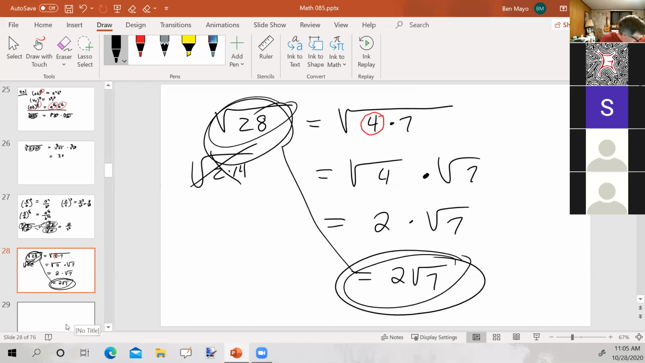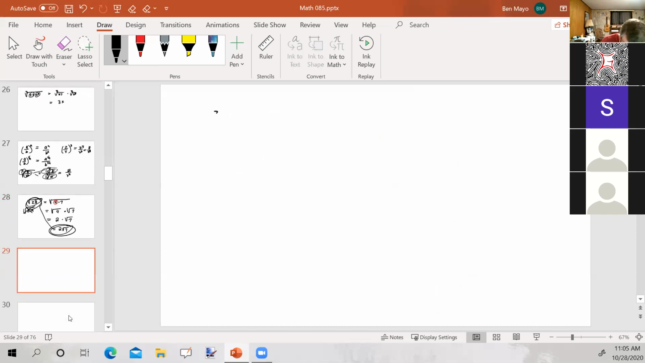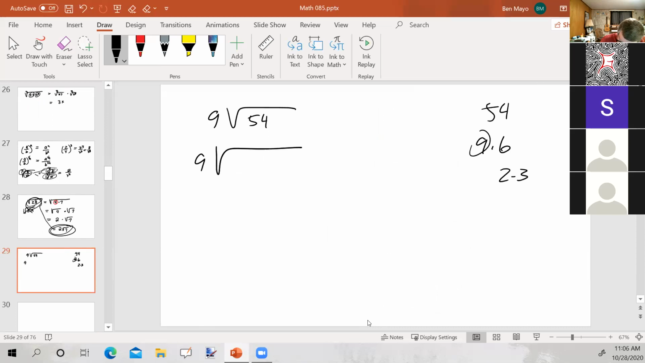Let's take a look at another example. 9 square roots of 54. All right, so my index is a 2. I want to take 54 and break it down into squares and leftovers. Well, let's see. 54 is what? 9 times 6? Oh, 9 is a square and 6 is 2 times 3. There's no squares in there. So I'm going to write this as that.